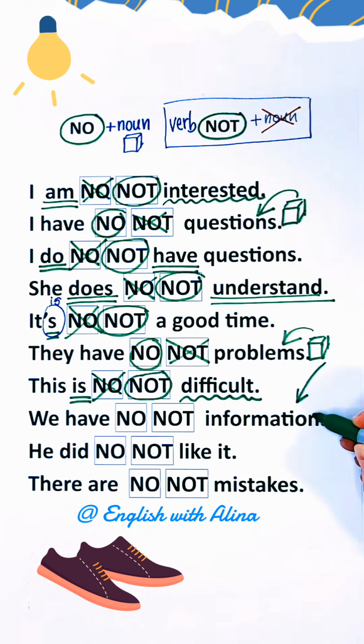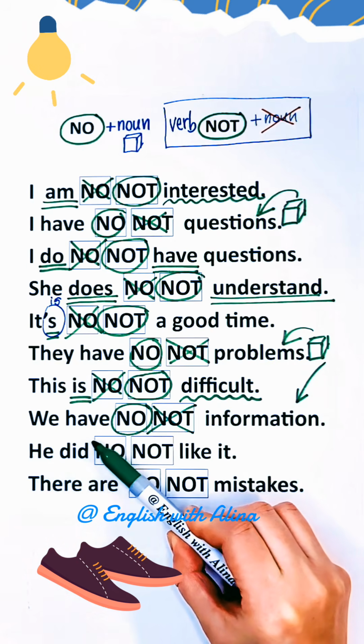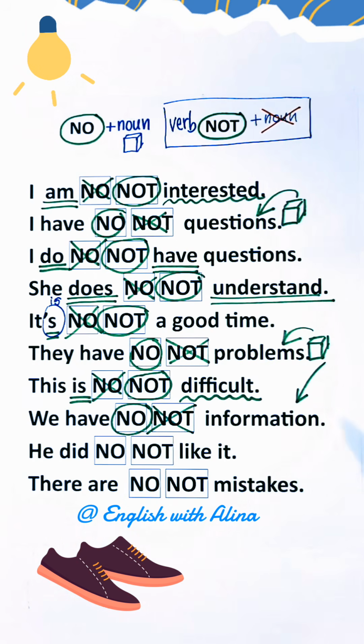We have no or not information. Information is a noun. No information. We have no information.